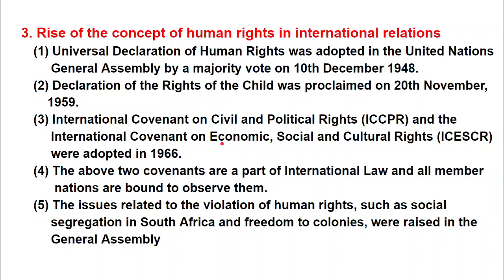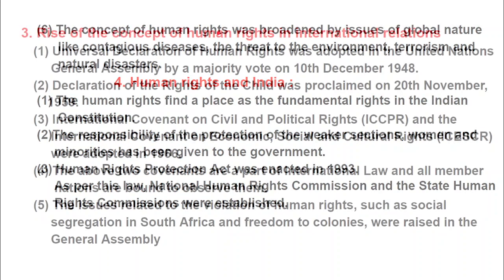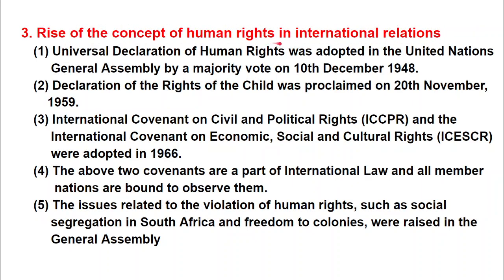Rise of the concept of human rights in international relations. The Universal Declaration of Human Rights was adopted in the United Nations General Assembly by a majority vote on 10th December 1948. The Declaration of the Rights of the Child was proclaimed on 20th November 1959.